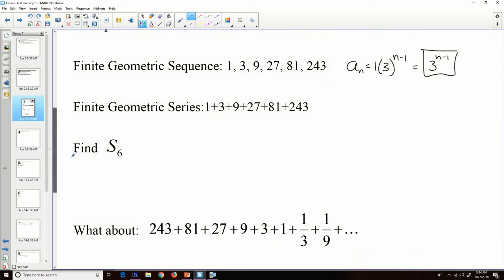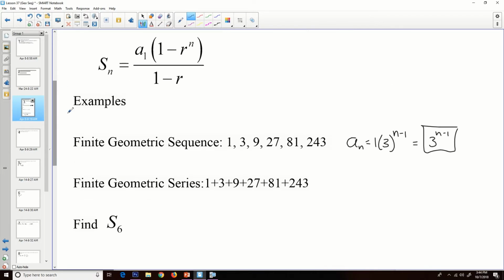If we wanted to find the first 6 terms of that series, here's 1, 2, 3, 4, 5, 6. So we know that. So I'm going to go back up to here. I'm going to say s sub 6 is equal to the first term, which was 1, times 1 minus the common ratio, 3 to the n, which we said was 6, all over 1 minus 3.